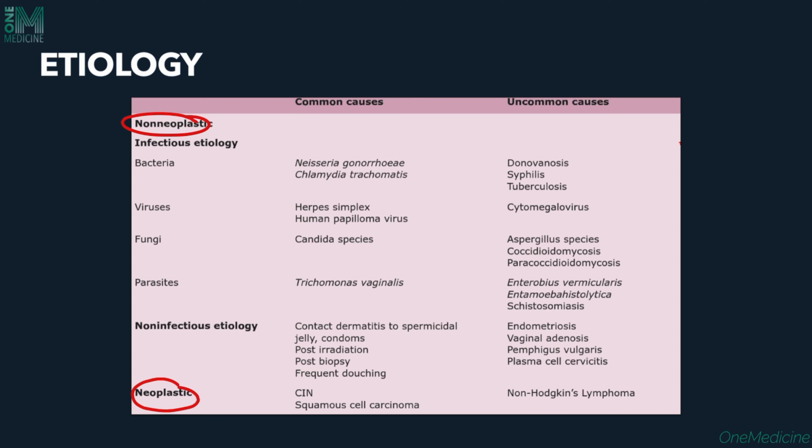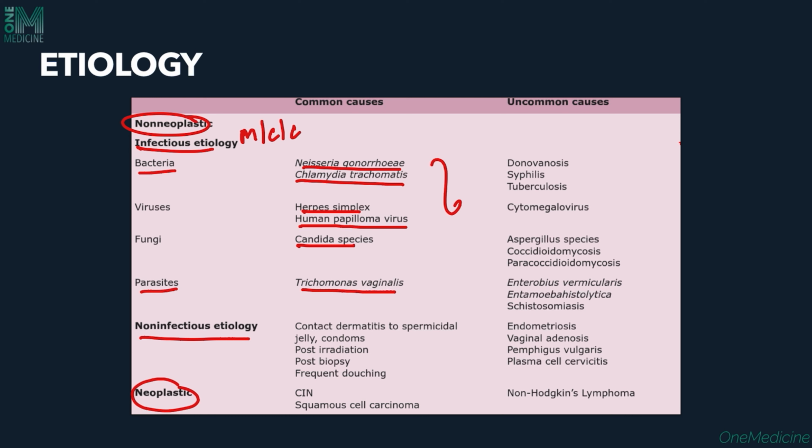Under non-neoplastic, we've got infectious and non-infectious etiology. Infectious etiology is the most common cause for cervicitis. Among the bacteria, the common causes are Neisseria gonorrhea and Chlamydia trachomatis. Viruses: herpes simplex and human papillomavirus, that is HPV. Fungi will be Candida species. Parasites will be Trichomonas vaginalis. So these are the common organisms which cause cervicitis.